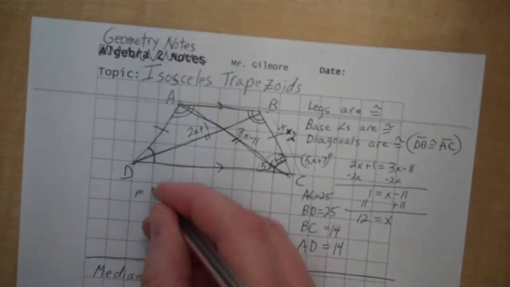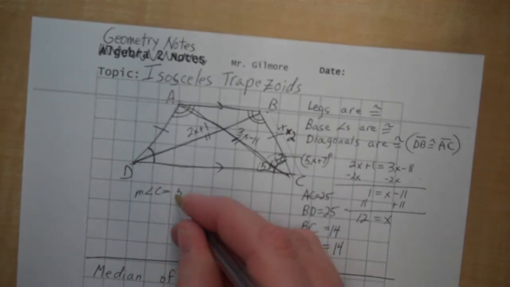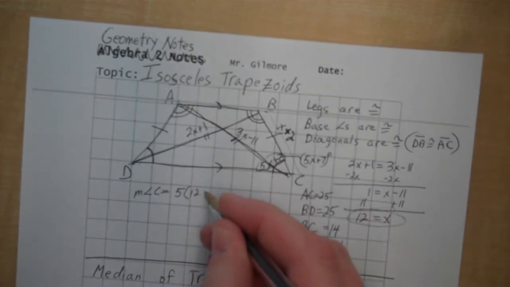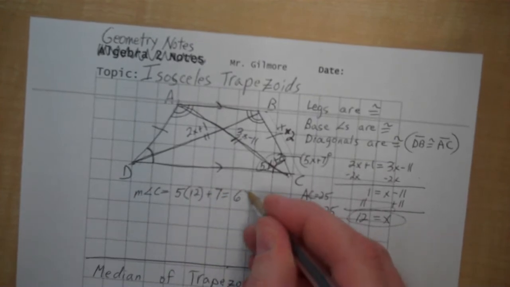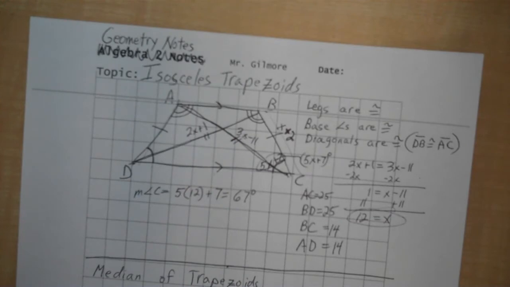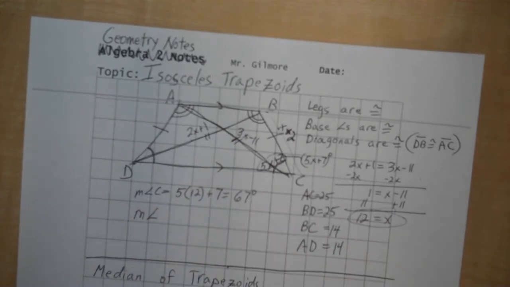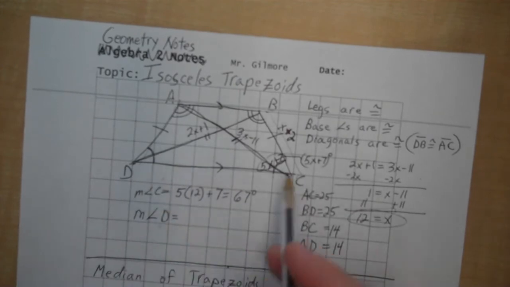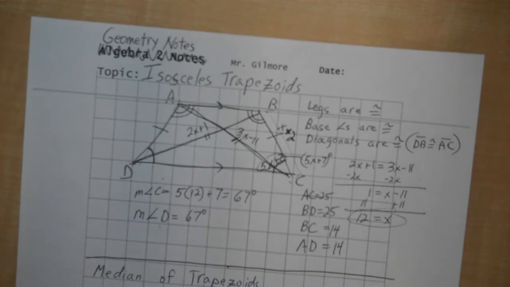Now let's deal with the angles we have here. I said the measure of angle C was 5x plus 7. And we figured out that x was 12. So I'm going to take 5 times 12 plus 7. And that's 60 plus 7, which is 67 degrees. So angle C is 67 degrees. In addition to angle C being 67 degrees, so would angle D. Its base angle, the one it pairs up with, is 67 degrees.